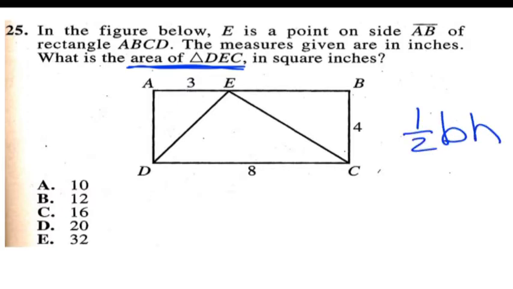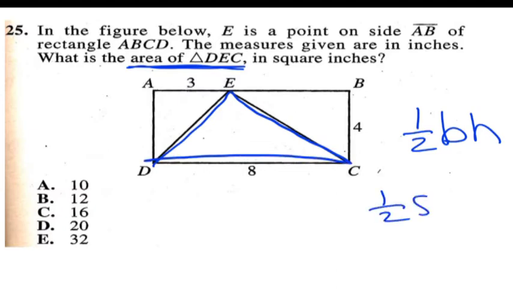Now we start looking. Do we have the info we need? The formula calls for the base. If I look at this triangle, DEC, I see that I have my base. It is 8, so I got a 1/2 of 8.